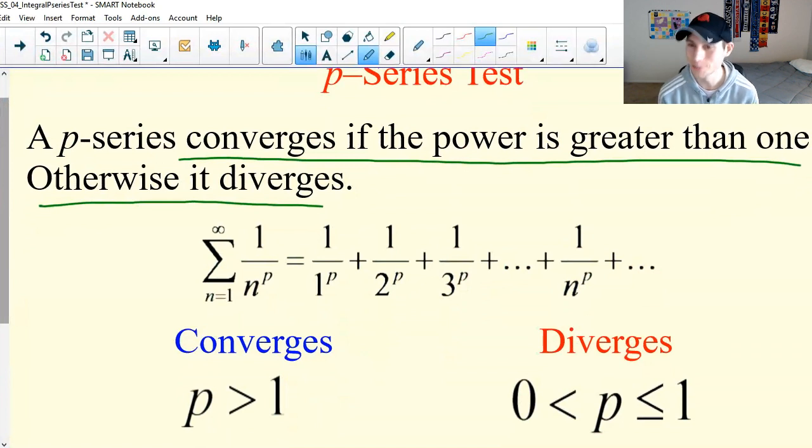So definitely more simple of a rule than the integral test is. There's a lot less to remember. As long as we recognize what a p-series looks like, then it's just, okay, greater than 1, it'll converge. In between 0 and 1, it'll diverge.